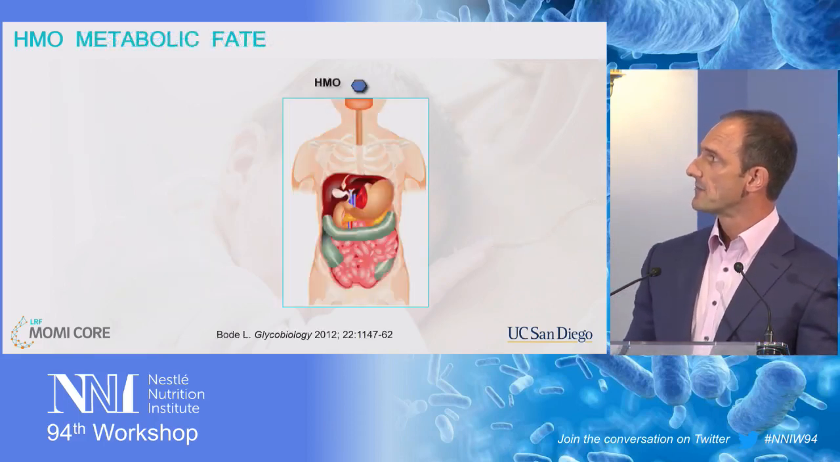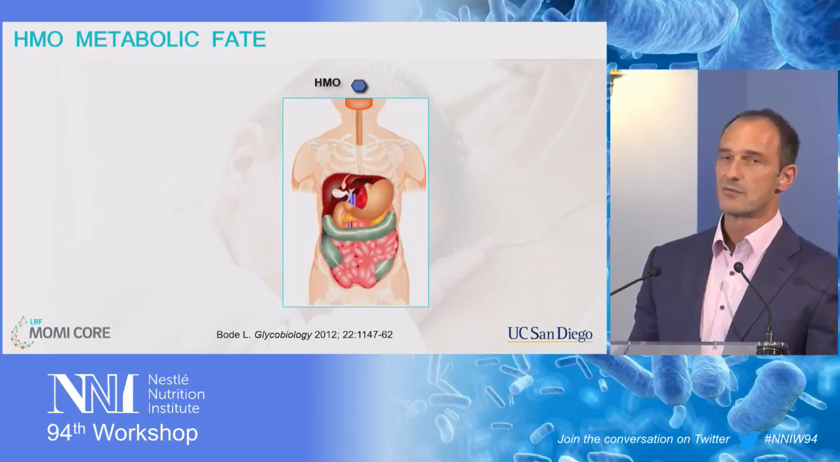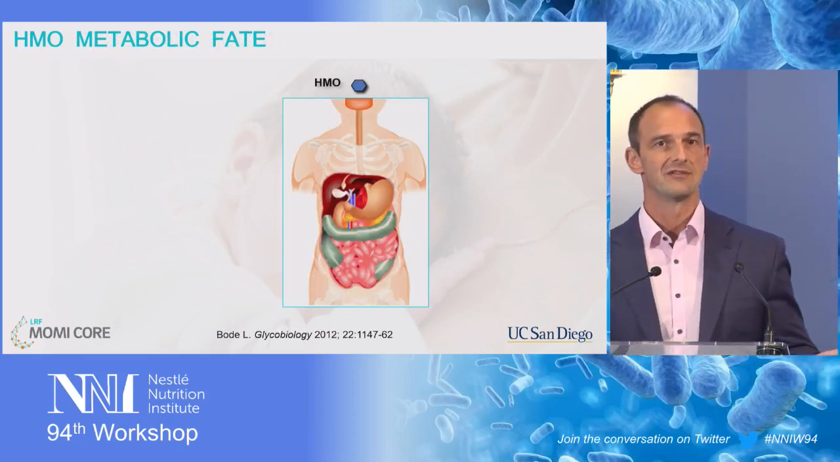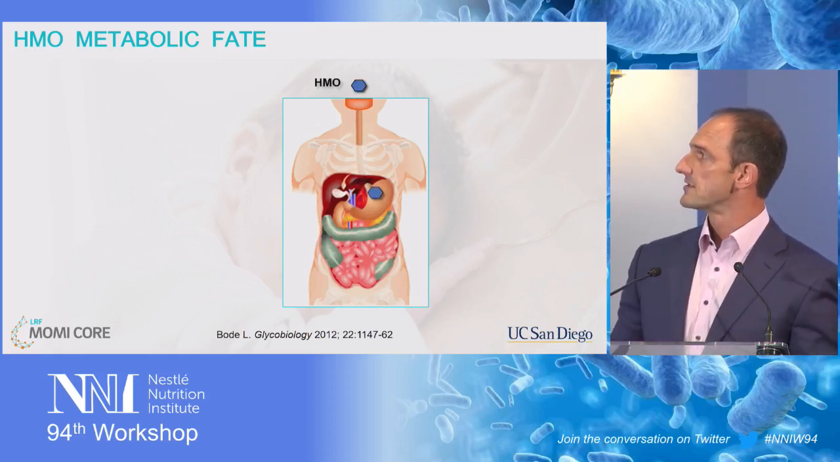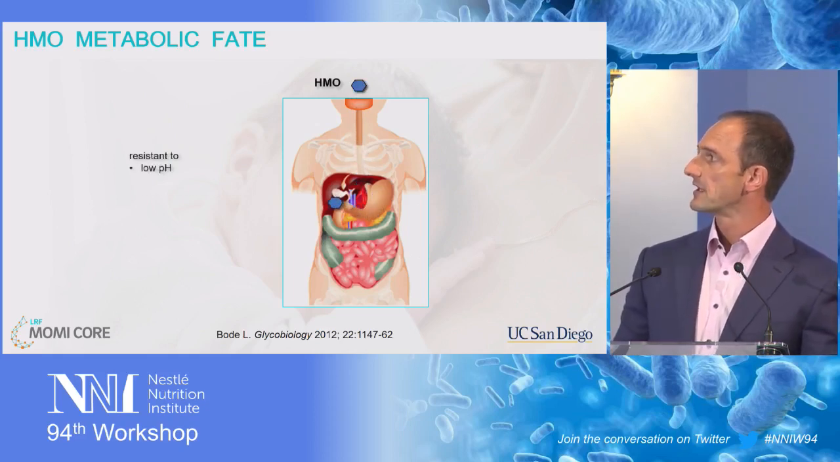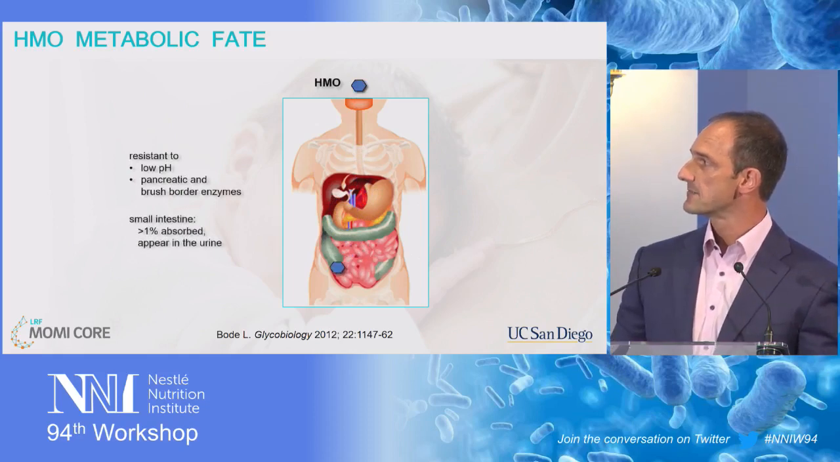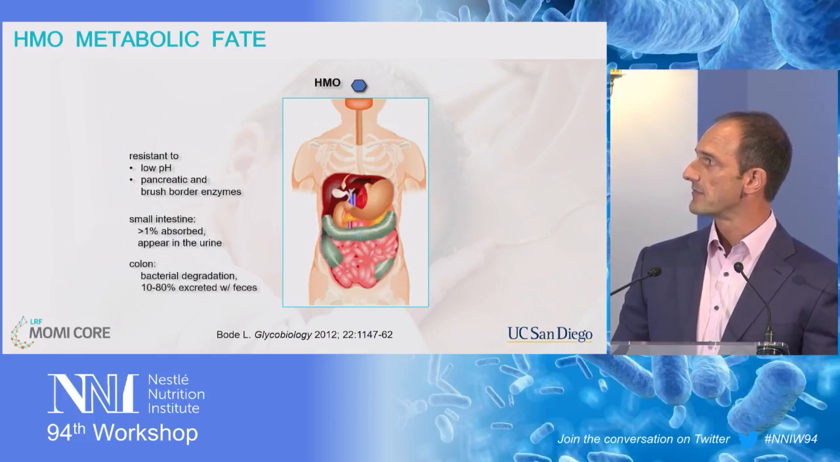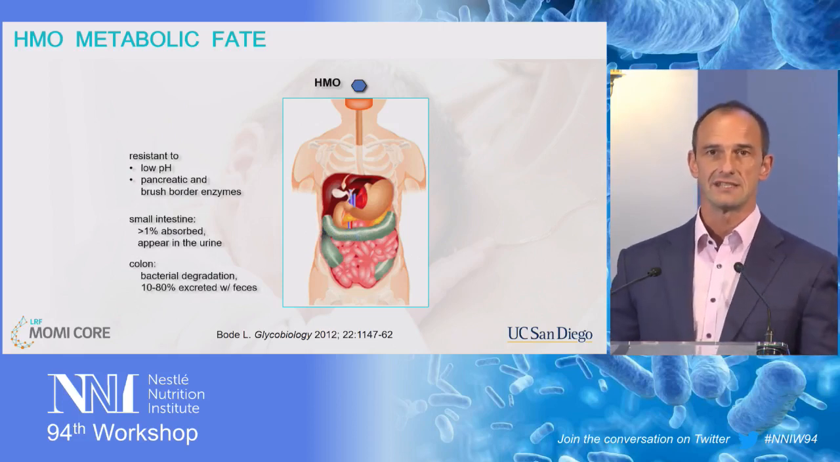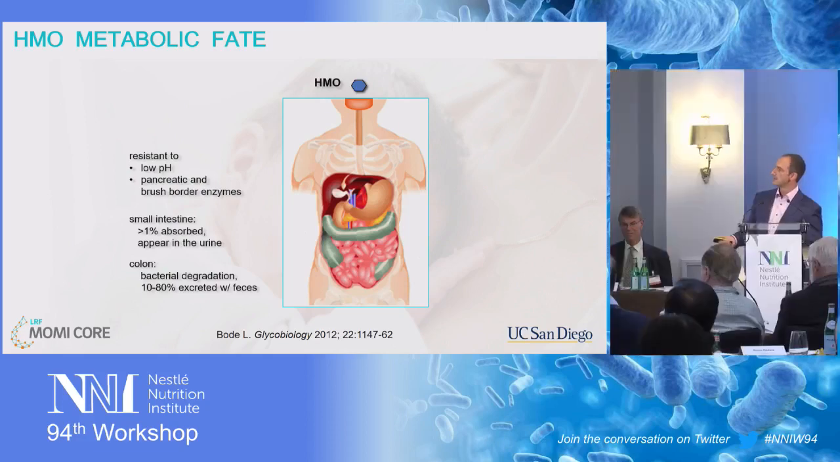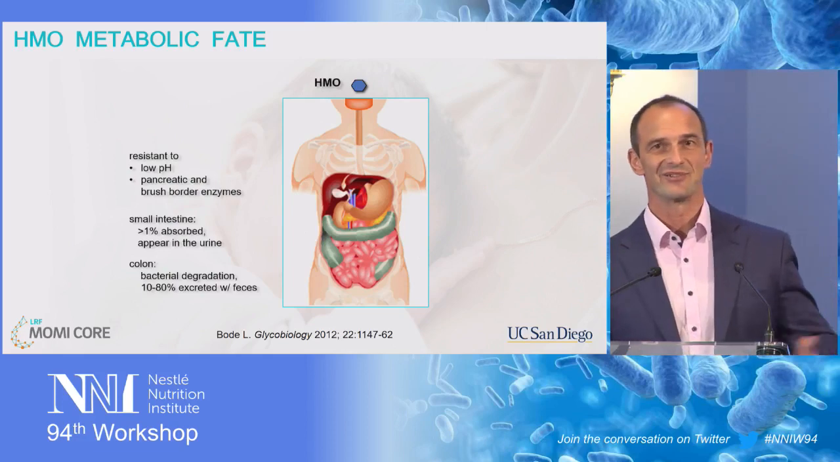So in the infant health and development space, before we get to that, we need to know what happens to the oligosaccharides when baby ingests them, right? So oligosaccharides go in, they're resistant to the low pH in the stomach and to the pancreatic and brush border enzymes. About 1% gets absorbed in the small intestine, and the rest either gets degraded by bacteria in the colon or appears intact, excreted in the feces. And you see this huge variation here, 10 to 80% excreted. That's saying it's either everything or it's nothing.